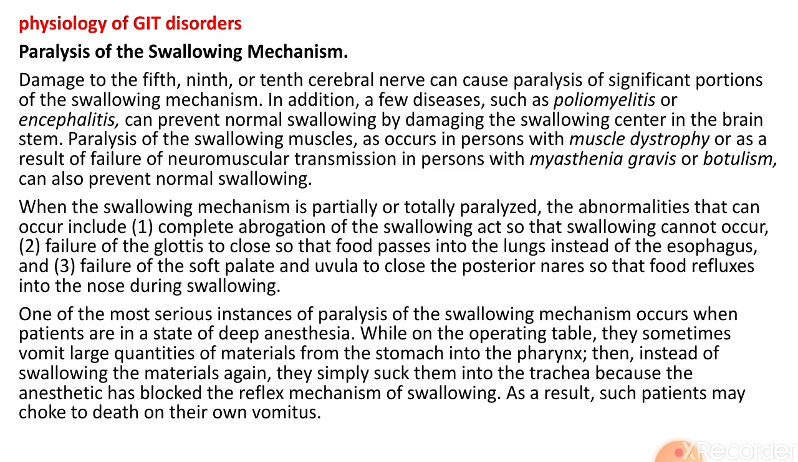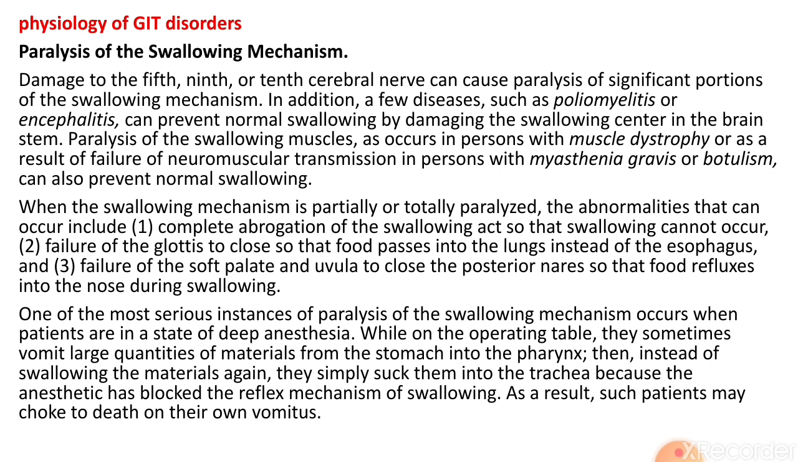Damage in the cranial nerves, the 5th, 9th and 10th cranial nerves, can cause paralysis of the swallowing mechanism. Also, if there is a disease in the central nervous system, like poliomyelitis, encephalitis, or a disease or damage in the brainstem by itself, or if there is a defect in the neuromuscular junction, like in myasthenia gravis, or if there is paralysis in the muscles of swallowing, like in muscular dystrophy, all these affect swallowing.